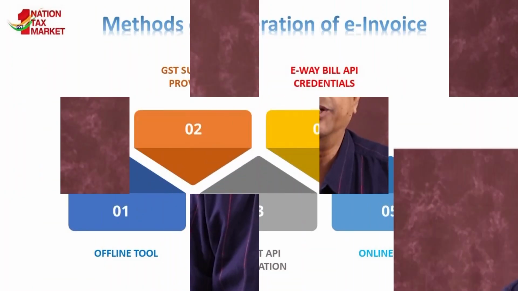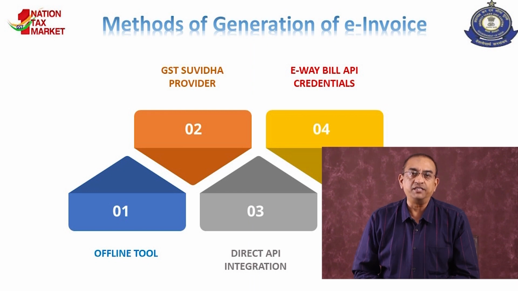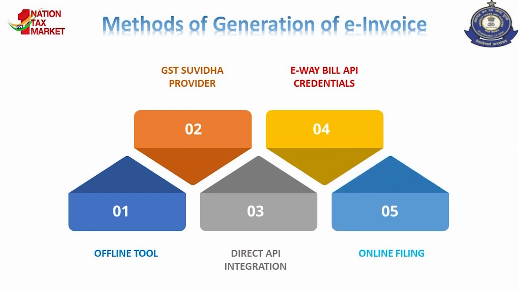There are 5 methods by which e-invoice can be generated. One is by offline utility tool that is provided by the portal. Second is the convenience of GST Suvidha providers can be used. Third is by direct API integration with the legacy accounting software. Fourth is if a taxpayer has got E-Way Bill credentials, that credential can be used for generating API. The taxpayers can also generate e-invoice through online filing also.